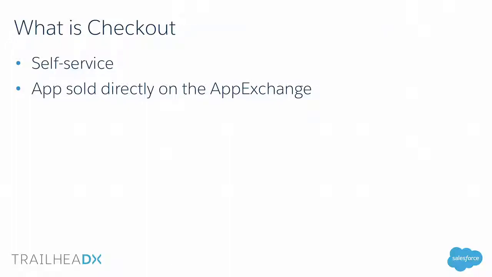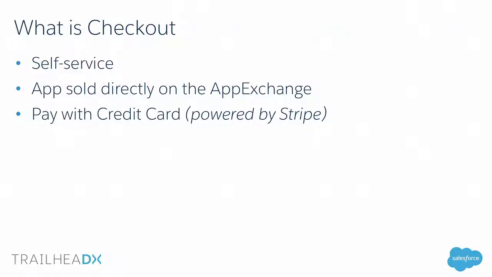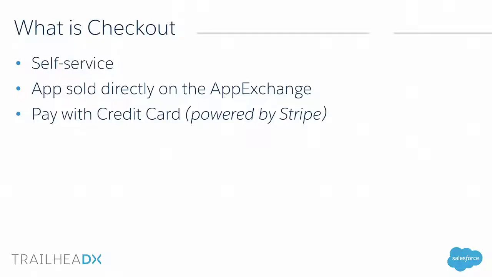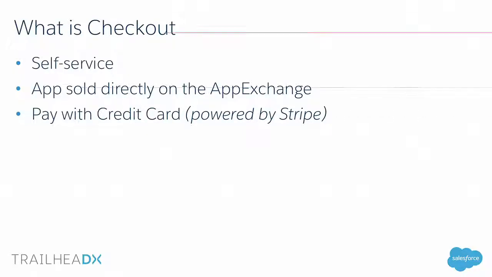So this is what you can use to sell your apps to your customers. What happens is that the checkout process is powered by Stripe. So Stripe handles everything from collecting the customer's payment information all the way to processing that information and then distributing it to you. So Stripe handles every bit of this payment process, and this is for ISV partners.